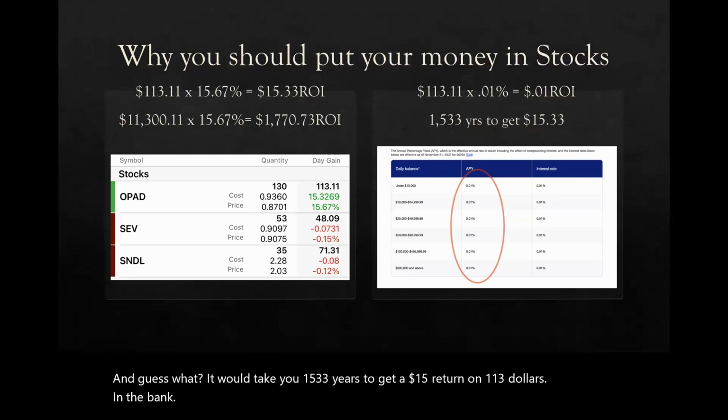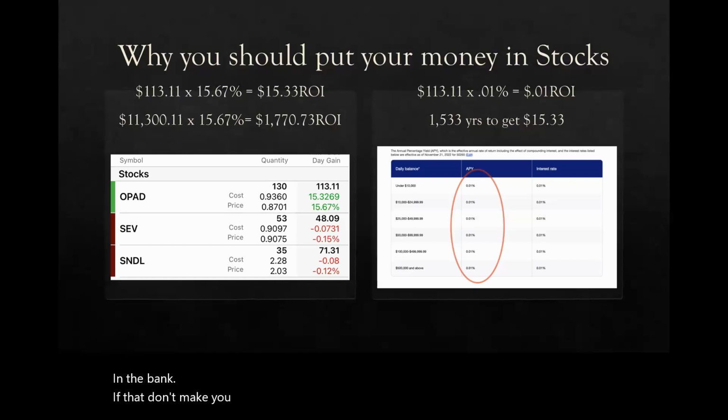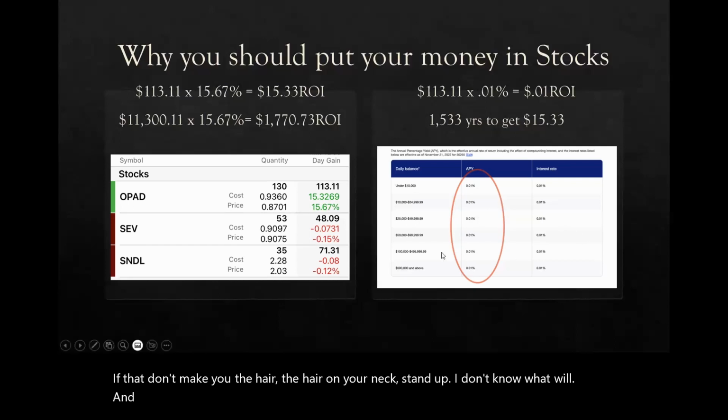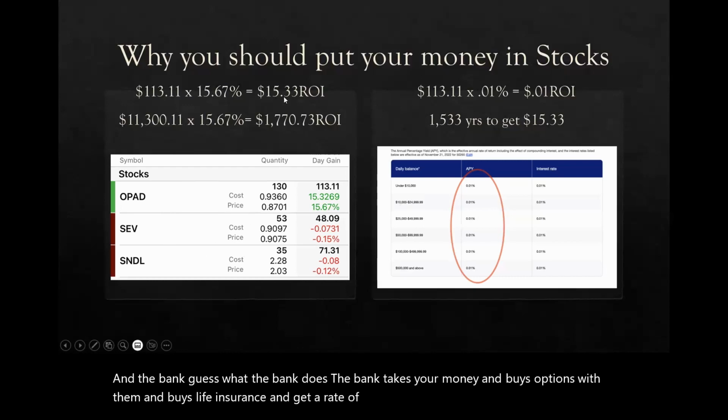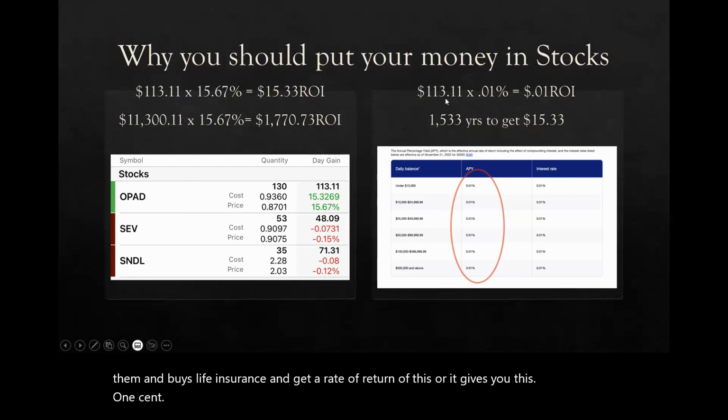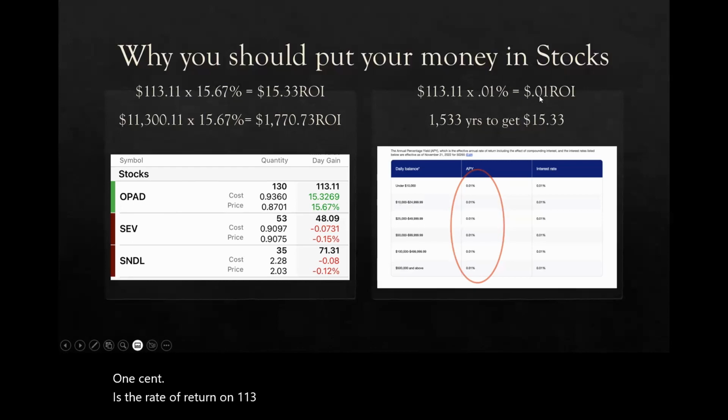If that don't make the hair on your neck stand up, I don't know what will. And guess what the bank does? The bank takes your money and buys options with it and buys life insurance and gets a rate of return of this, and gives you this. 1 cent is the rate of return on $113, 1 penny. That's why the stock market is so important.